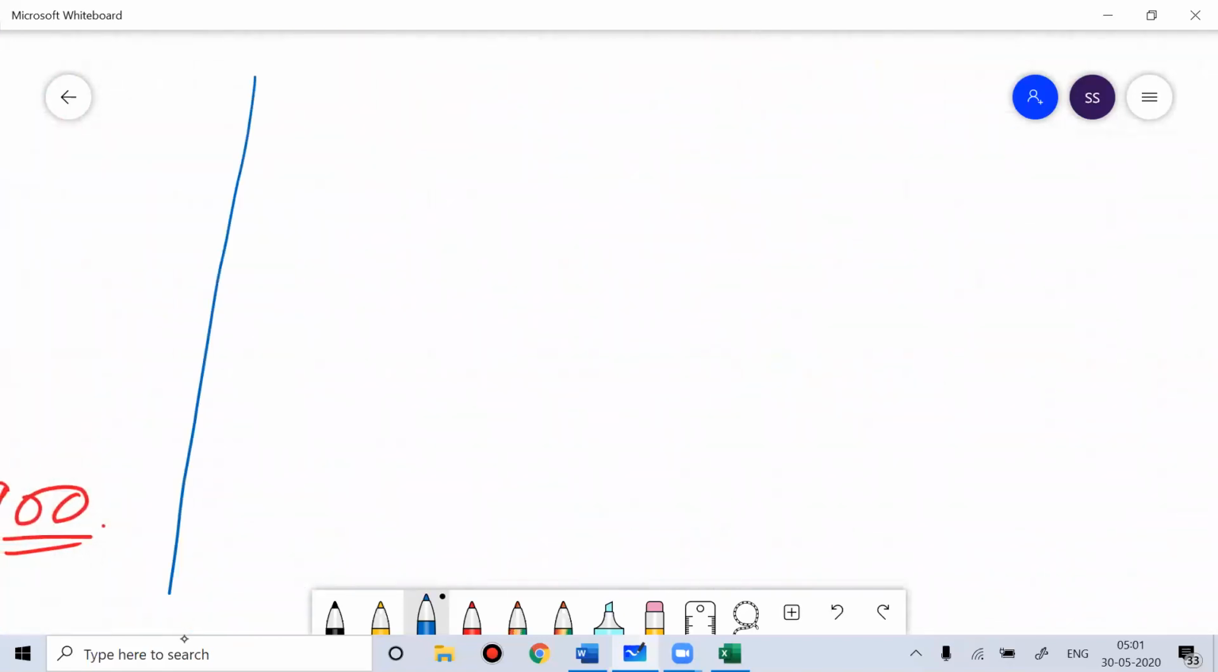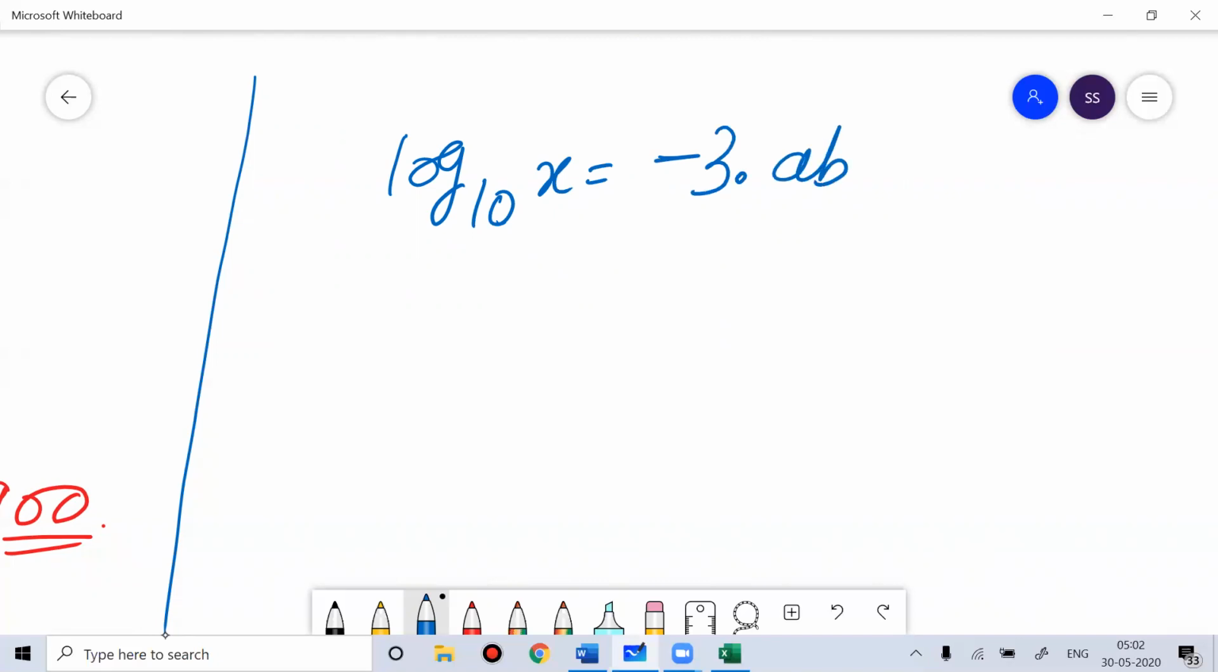So imagine you are finding log of x to base 10 equal to minus 3 point abcd. So you know the characteristic is minus 3. How do you get the characteristic minus 3? I hope you can easily understand. You get the characteristic minus 3 because the number of zeros was 2.